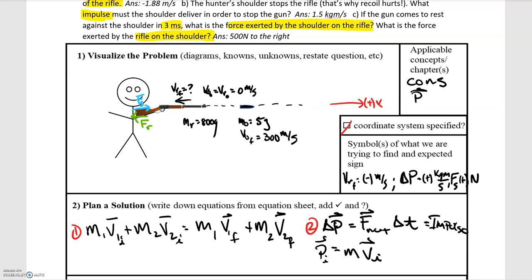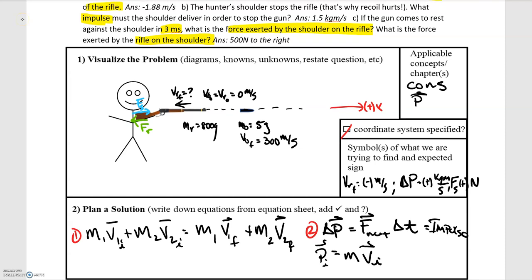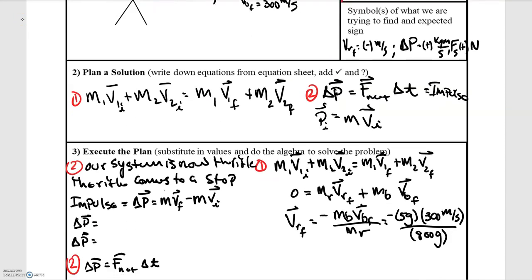And then from that, we know the time frame that the force by the shoulder is being applied to the rifle. So we can determine what the net force is as a result of that change in momentum. So now that we have our plan in place, we can execute it.